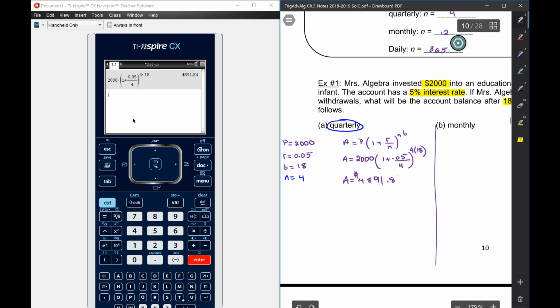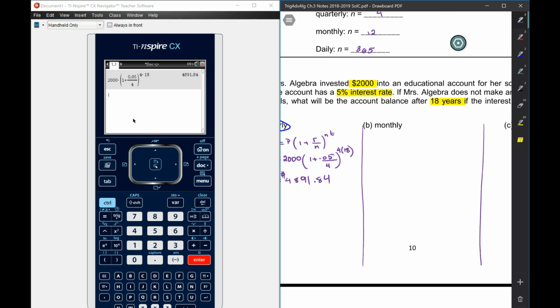So 0.84. Now, you have to write the formula once for each problem, right? I'm going to be looking for that. And then here, it's 2,000, 1 plus 0.05. Now, monthly means n is 12. So over 12 to the power of 4 times 12.